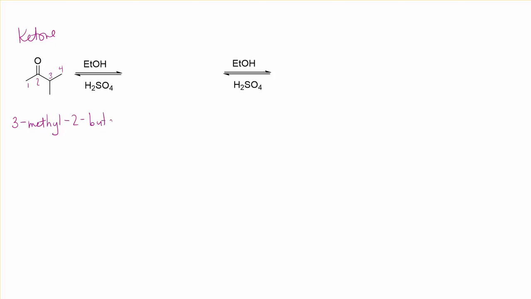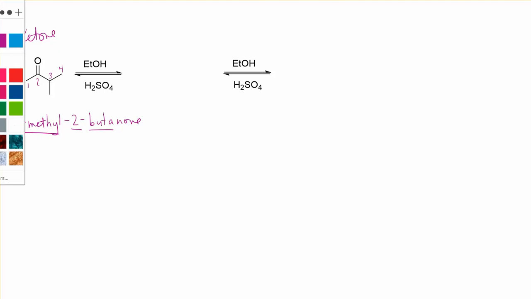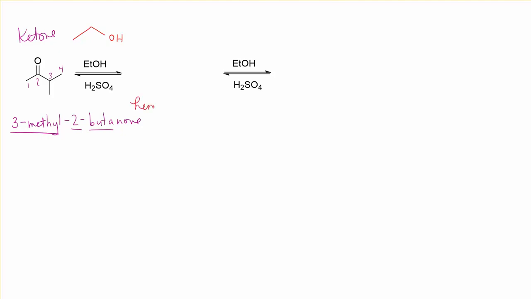Butanone because it's a 4-carbon chain, 2 because that's where the ketone is located, and 3-methyl because we have a branch at carbon number 3. That is going to be reacted with ethanol, which is CH3CH2OH. It's just a shorthand way of writing it. And we're going to react it in the first step to form a hemiacetal. And then the hemiacetal is going to react with another molecule of ethanol to yield the acetal. So I'm just drawing it in two separate steps.